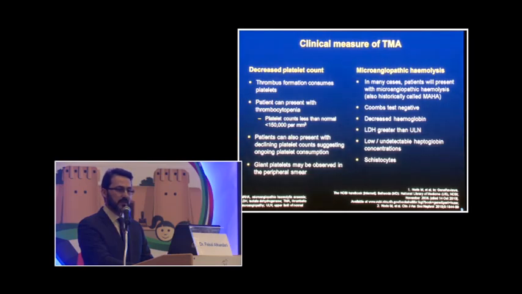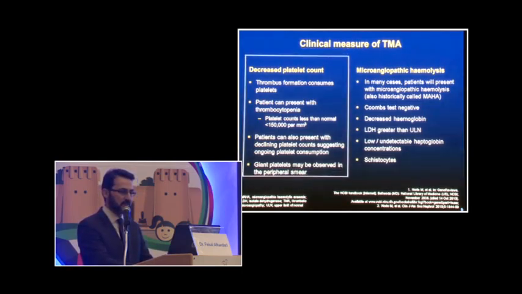Then the microangiopathic hemolysis. The characteristic thing about it is that the Coombs test is negative. The coagulation profile is usually normal initially. There will be a decrease in the hemoglobin. LDH will be high. There will be low or undetectable haptoglobin concentration because of the consumption. And the most characteristic thing in the blood smear will be the schistocytes, which are broken or fragmented red blood cells.